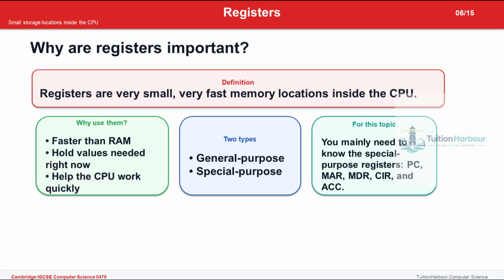Registers. Registers are very small and very fast storage locations inside the CPU. They hold data, instructions, and addresses that the CPU needs immediately. Registers are faster than RAM, but they can only store a small amount of information.